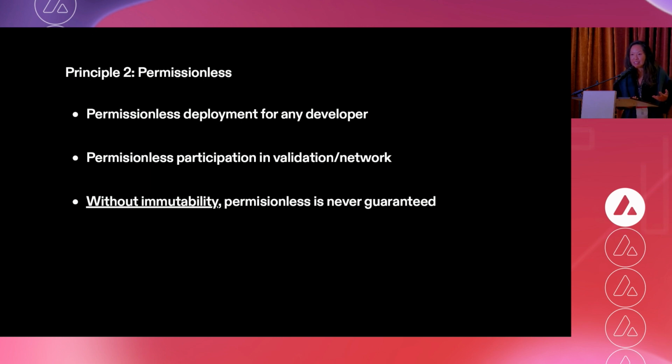One example of this is we created the Goerli ETH bridge. And rather than taking a political stance on whether or not there should be a market around testnet tokens, we thought, create something that gives developers options. That is one example of permissionless deployment. And without immutability, without smart contracts that are guaranteed to not be changed or patched, permissionlessness is never guaranteed.